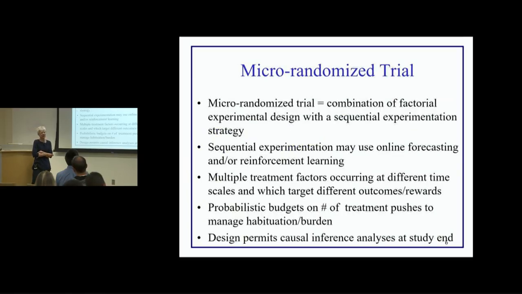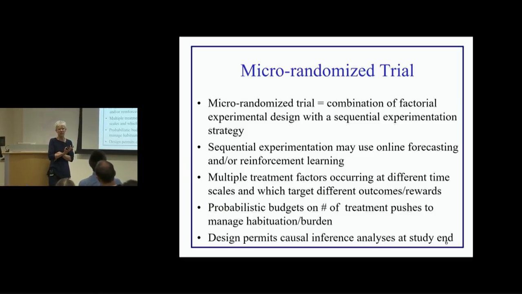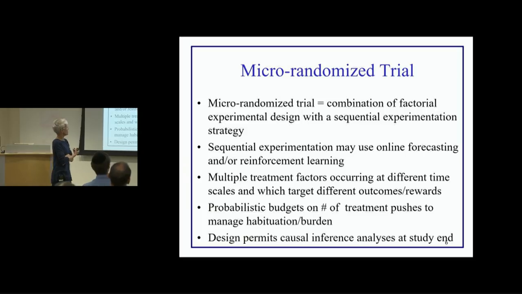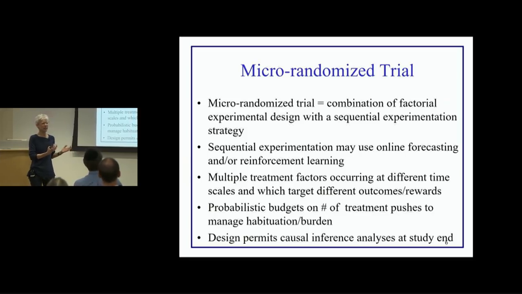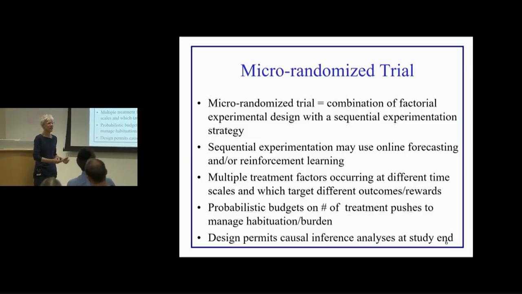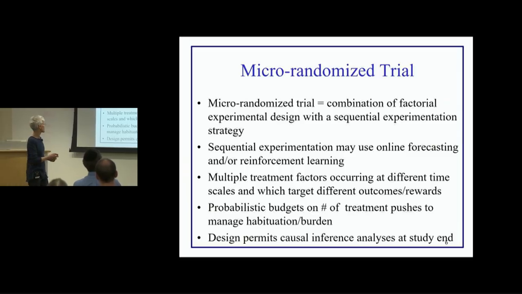These are a combination. These combine both ideas from RL as well as ideas from classical experimental design that are used throughout industry and across the world. So I use the word factorial experimental design, and I'm going to show you an example shortly. The sequential experimentation can use online forecasting or reinforcement learning, and how you might use online forecasting to do this sequential experimentation is very much in its infancy. We have an algorithm right now in the field, it's so rough, it's so coarse, it's unreal. So the potential to make an impact, to improve this experimentation, is enormous.